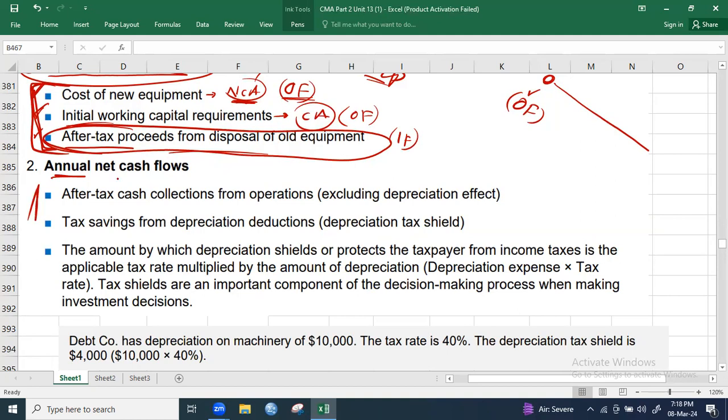First, you have to calculate after tax cash collections from operations, and how it is calculated. They're saying excluding depreciation effect. Yes, because we will take the depreciation effect later. So after tax cash flows means what? I'm just giving you a rough idea, guys.